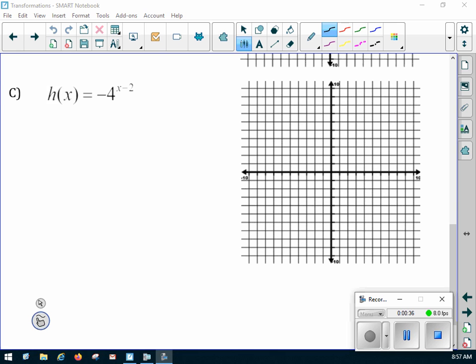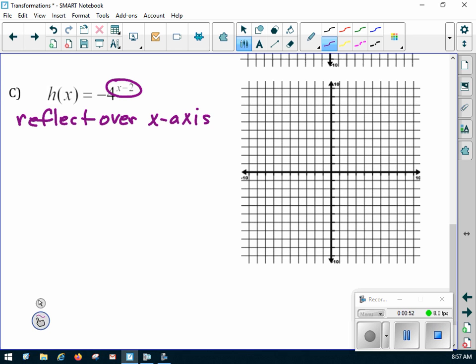What does that negative do? Reflects over? So we know we have a reflect over x. Now notice up here in the exponent, you have a -2 with the x. What does that do? Right 2. Yep.